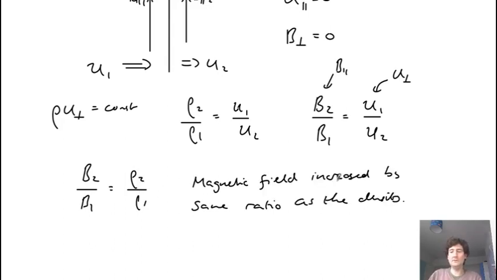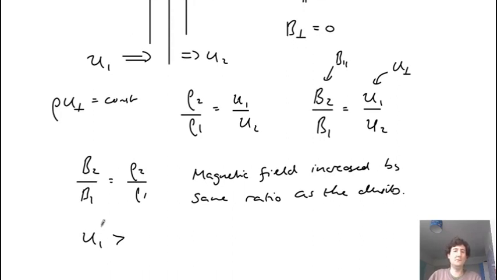A bit more analysis will show that in this case the upstream velocity must be bigger than the sound speed plus, well, it's basically the fast magnetosonic speed. So we have U1 squared must be bigger than the sound speed squared plus the Alfvén speed squared. So it must be faster than the fast magnetosonic wave.